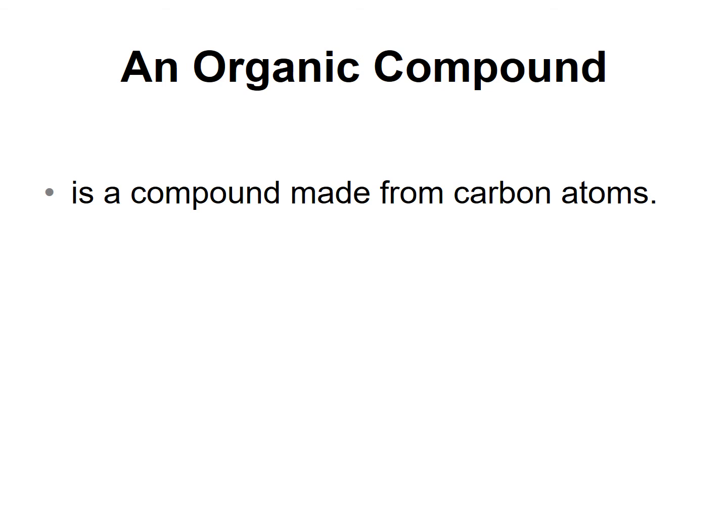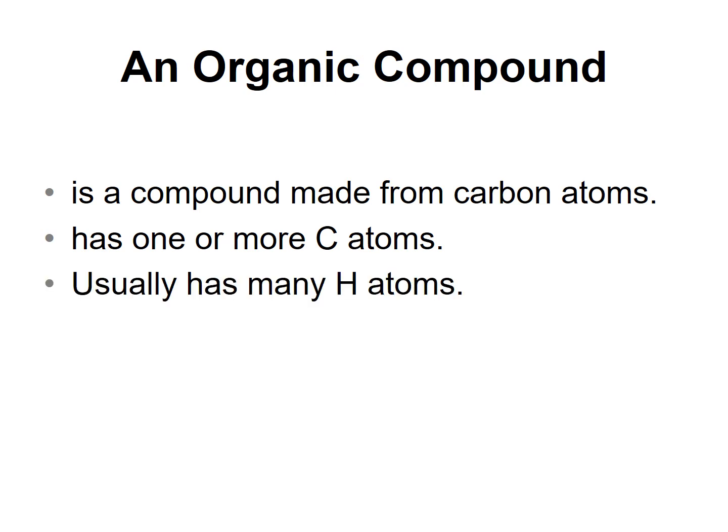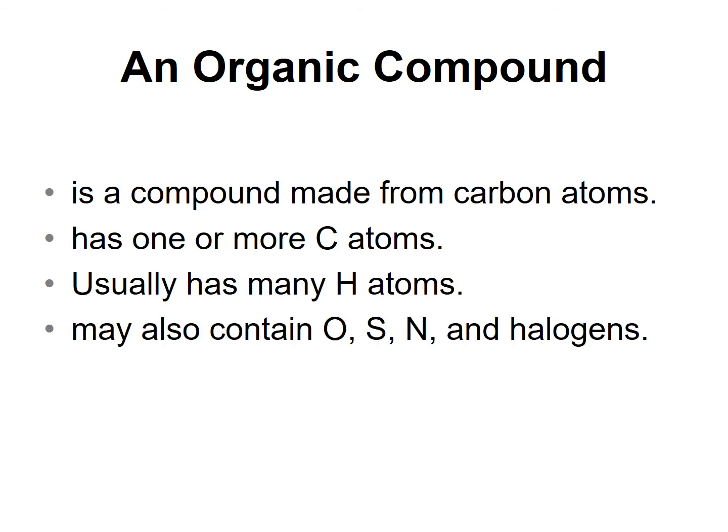An organic compound is made from carbon atoms. It'll have one or more carbon atoms, and usually has hydrogen atoms as well, so the simplest organic compounds are just carbon and hydrogen. It may also contain oxygen, such as an alcohol or an aldehyde or an ether. Sulfur is possibly going to be attached to the carbon chain, and nitrogen can be in the carbon chain, or halogens like chlorine or bromine.